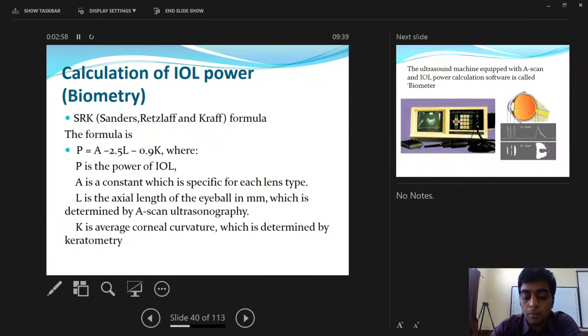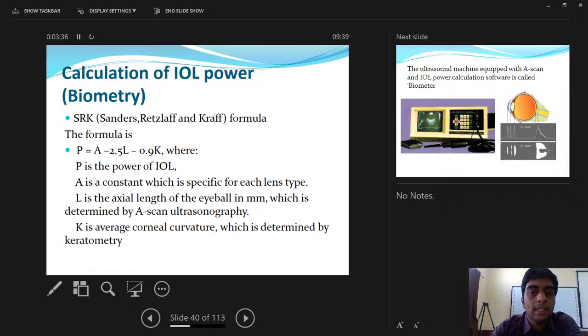Okay, so what are the pre-op investigations according to the eye? First, we should know the intraocular lens power which the patient will be getting. To do that, we have a formula called the SRK formula, which is the Sanders-Retzlaff-Kraff formula, in which P equals A minus 2.5 L minus 0.9 K, where P is the power of the intraocular lens. A is a constant, which is specific for each type of lens. Each material has a different A; PMMA material has a different A, and silicone material has a different A value. So each lens has a specific given value.